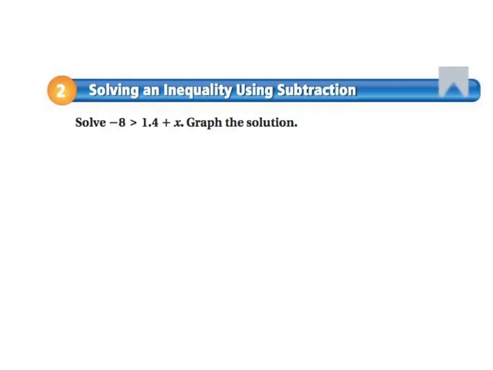All right, let's try another one. Here we have negative 8 is greater than 1.4 plus x. Remember, our goal is to isolate x, so we need to get rid of any other number that's on the same side. So this 1.4 is positive, so the inverse of positive 1.4 is negative 1.4. So we're going to subtract 1.4 from each side. That leaves us with negative 9.4 is greater than x.